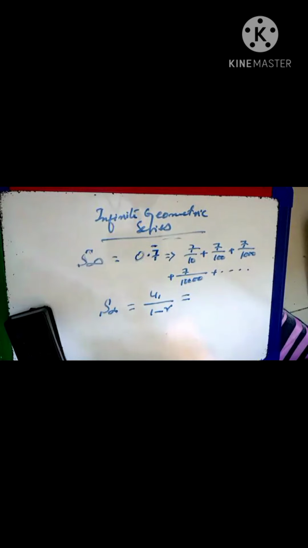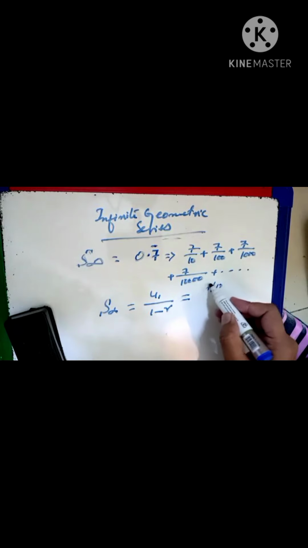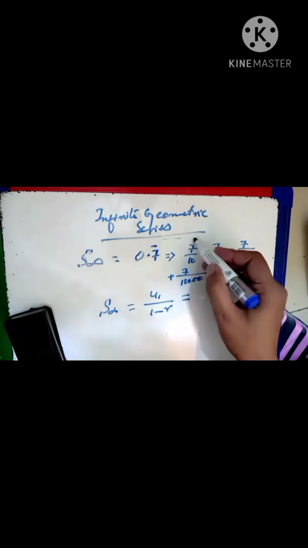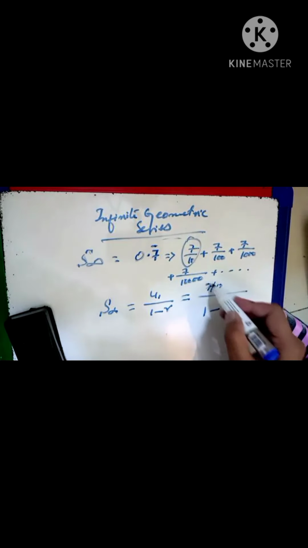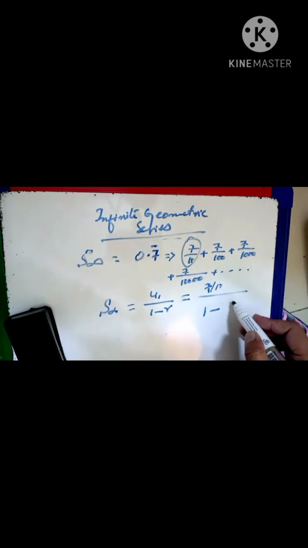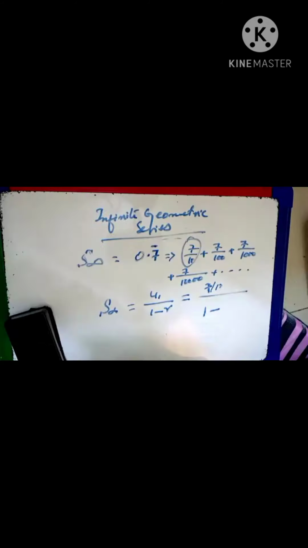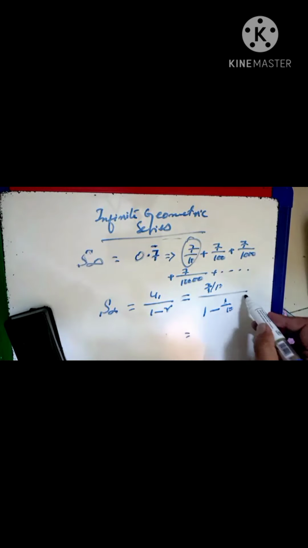So what is a in this? Is it 0.7? Yeah, 7 over 10, right? 7 over 10 is A. And 1 minus, you will write again, what is R? Is it 7 over 10? Wait, no, it's 1 over 10. Yeah, 1 over 10, good, because you will divide.